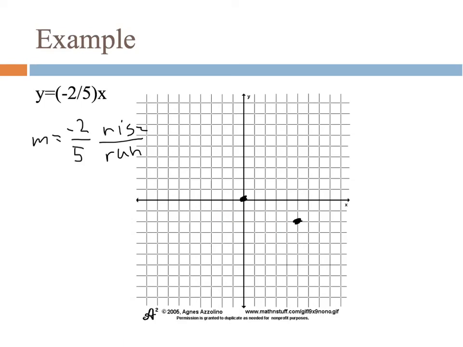Once we have our 2 points, the third step is just to draw the line between the 2 points. And we've graphed our direct variation. That's all there is to it.